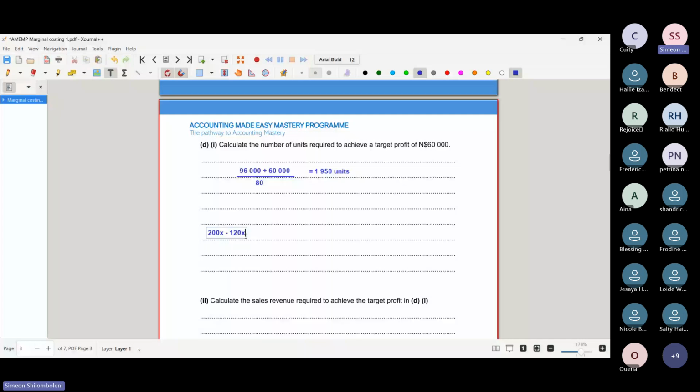Minus fixed cost of 96, because this is now selling price minus variable cost minus fixed cost, must give me a profit of 60,000. If you derive this, you will still end up with this formula. Those of you that have math on AS, I think already with your eyes you can derive it. And you can see that this 96 will come this side and this will become a plus.